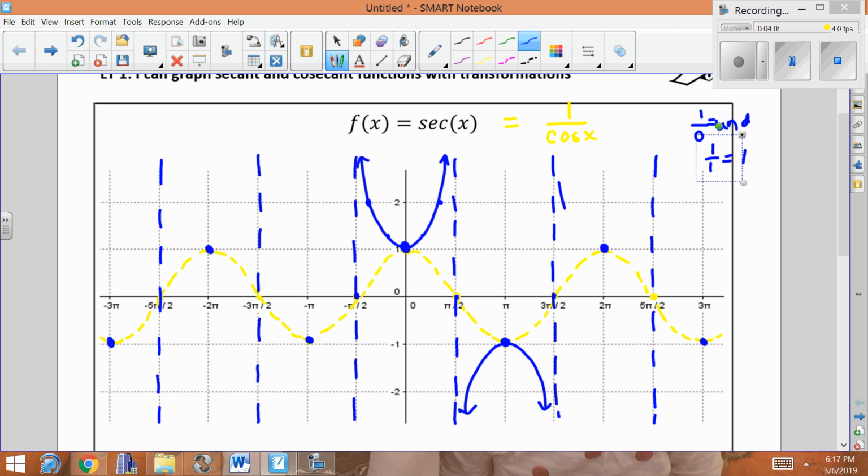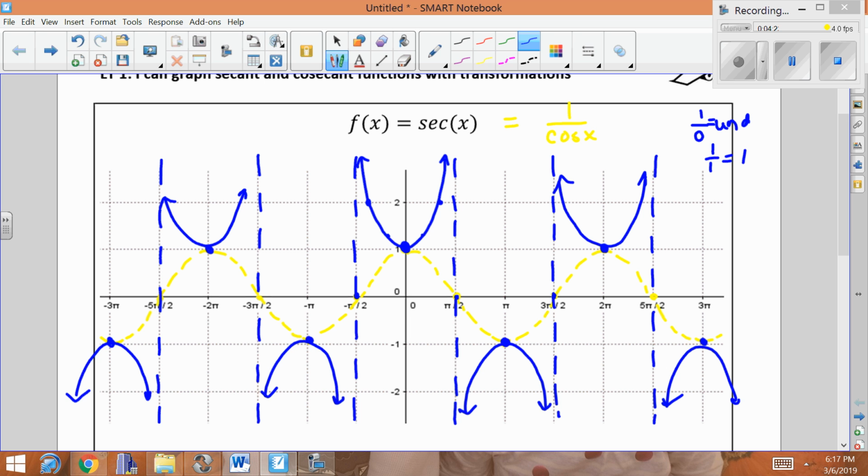Same thing over here, over here, over here, up here, and so forth on it. And this in blue ends up being our secant graph.